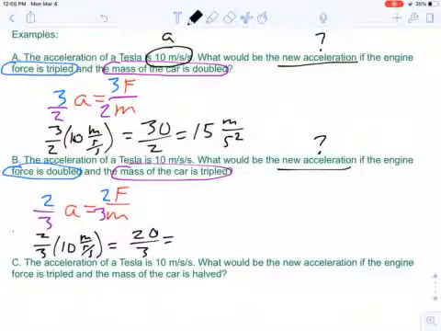Oh, Mr. Gettler, you picked hard numbers. 20 divided by 3, well, you could use a calculator. 6.66, if I'm not mistaken, repeating, meters per second squared.